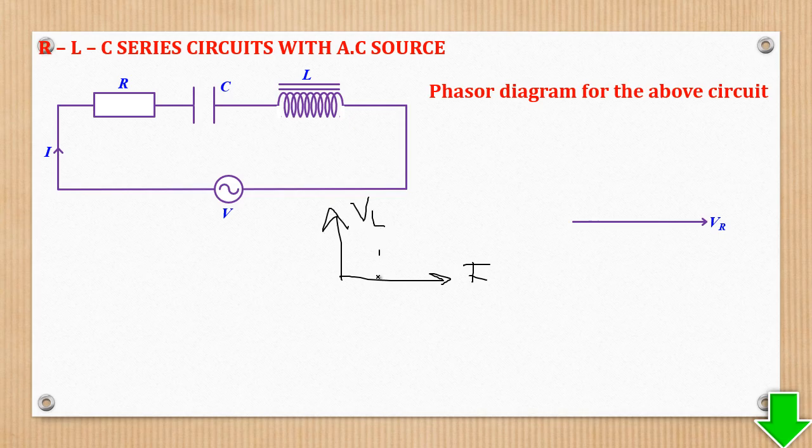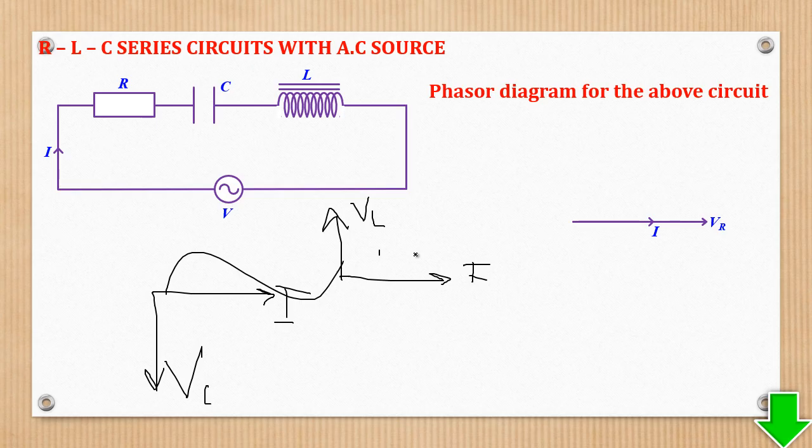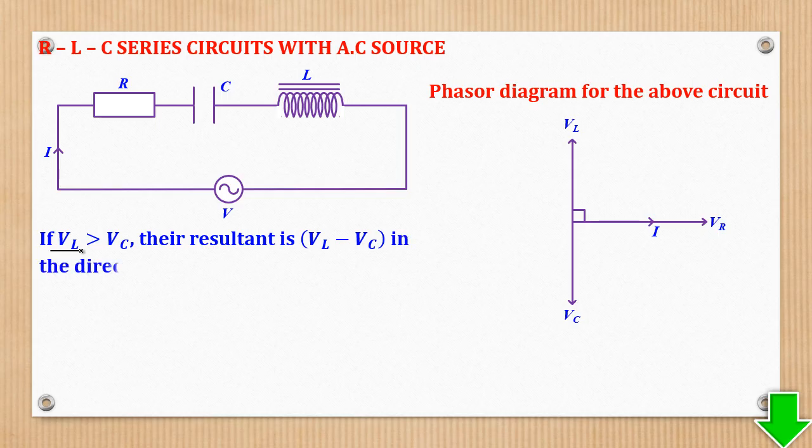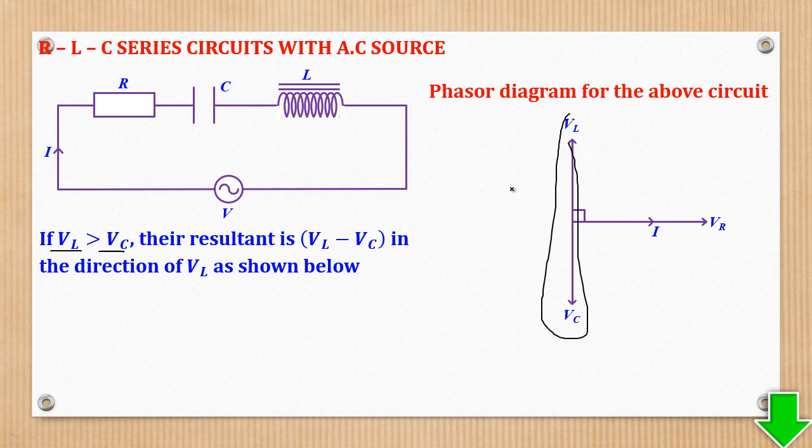When it comes to a capacitor, when current is here, voltage should be down, because it is current which leads voltage when it comes to a capacitor. So when I combine this with this, I'll come up with something like this, where that is the VL and this is the VC. If we take VL to be bigger than VC, then the resultant, because remember this is in a straight line, will now be taken to be VL minus VC in an upward direction.